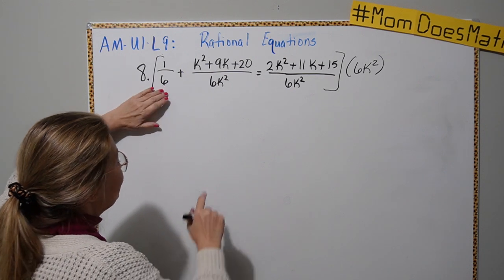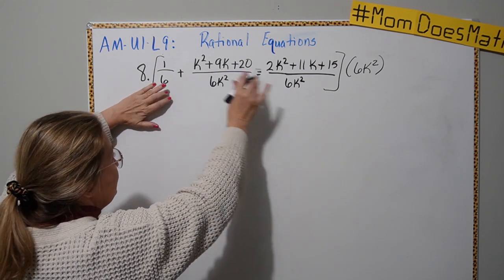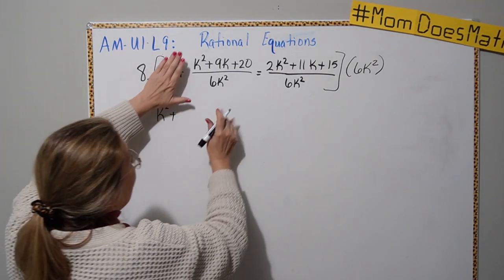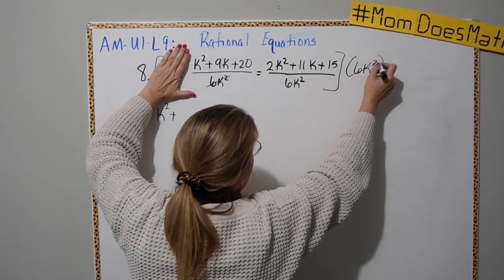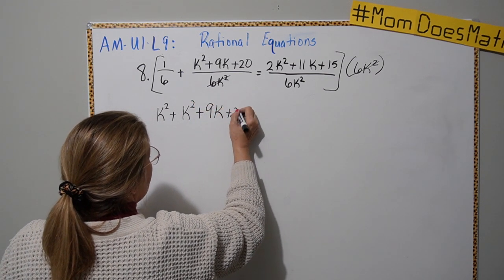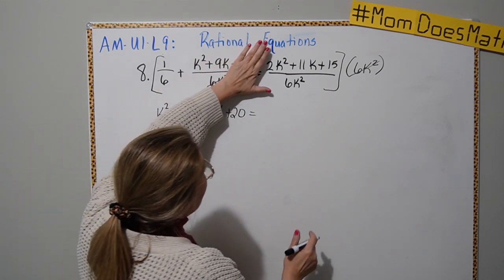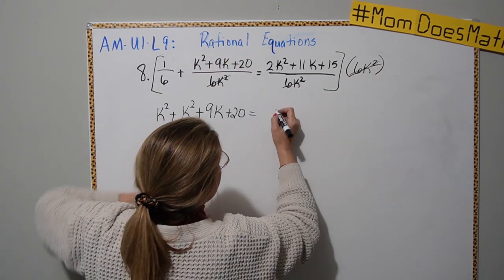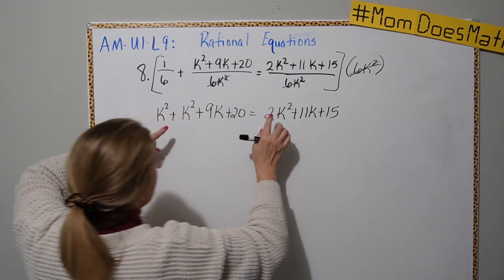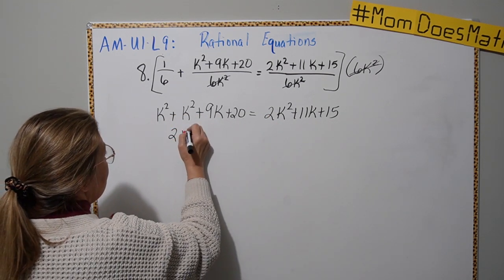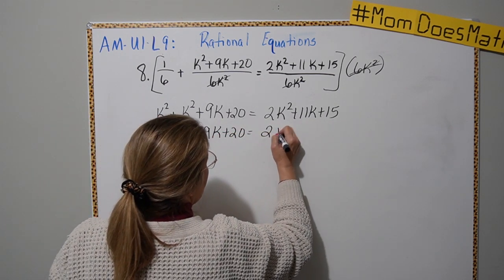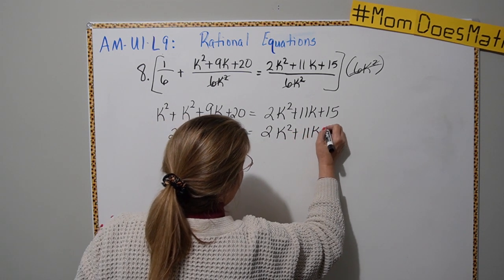All right, when I multiply 1/6 times 6k squared, your 6's cancel out. K squared times 1 is just k squared. All right, now, when I multiply this times 6k squared, those two cancel out, and all I'm left with is k squared plus 9k plus 20 equals. All right, over here, same thing happens. This cancels with this, so all I'm left with is the denominator. And now I see quadratics, so let me simplify this. This is going to be 2k squared plus 9k plus 20 equals 2k squared plus 11k plus 15.